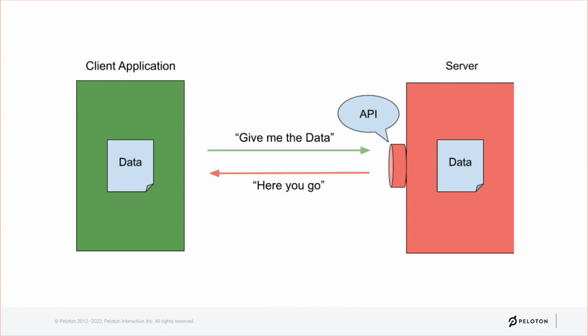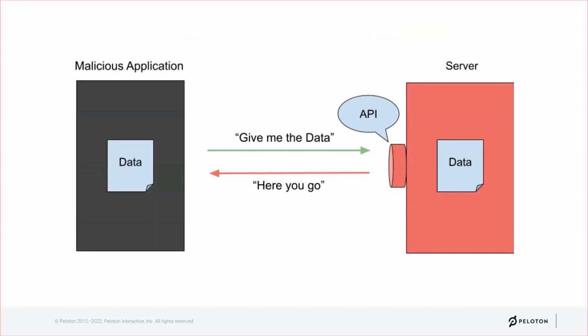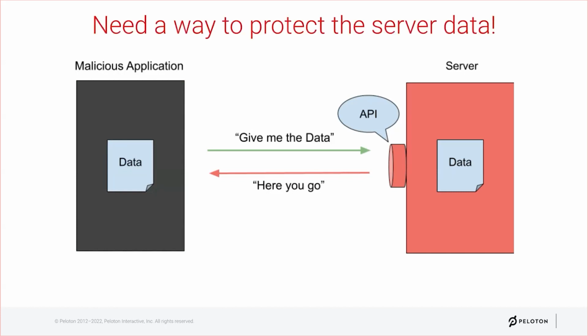However, not so fast. Some of you may be thinking that this doesn't seem secure, and you are absolutely correct. What if there is a malicious client application that is trying to get the data from the server? The malicious application can make the same GET request to the server, and the server will still return the data to the malicious client. As you can imagine, this is not good at all. As a result, we need a way to protect against the server data being returned to unauthorized clients, and this is where OAuth comes into play.